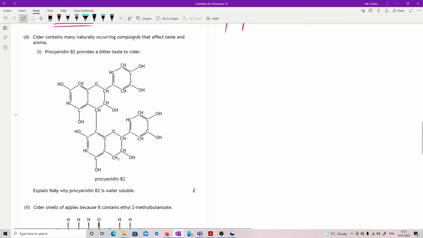Okay, cider contains many naturally occurring compounds that affect taste and aroma. Procyanidin B2 gives a bitter taste. Explain fully why this chemical is water soluble. For something to be water soluble, we are looking for something which will associate itself with the strongly polar bonds within water. Even better if they also have these highly polar bonds, which will allow really strong dipoles to exist. And with those really strong dipoles, you can get hydrogen bonds.